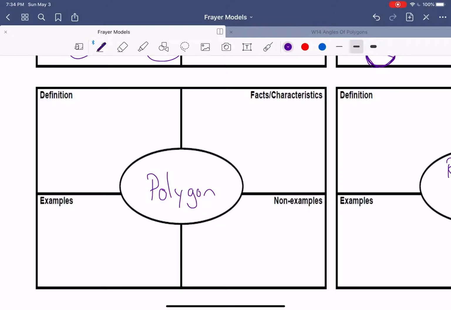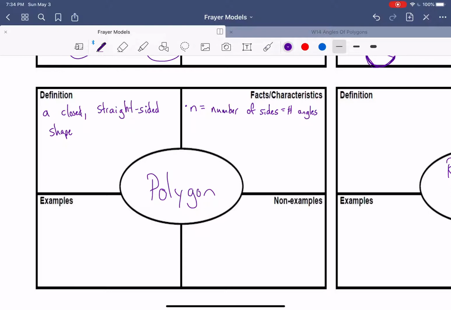The definition of a polygon is a closed, straight-sided shape. All right. And then one fact about it is we use the variable n to represent the number of sides. And in this case, that also means the number of angles.